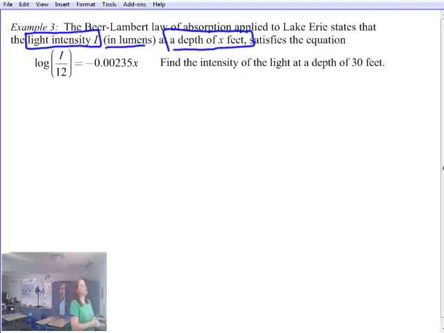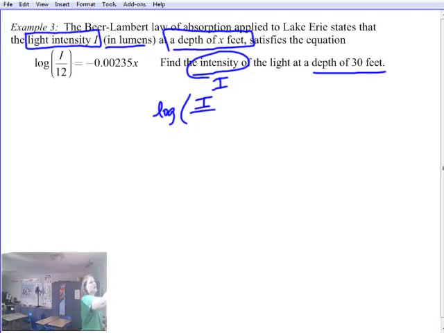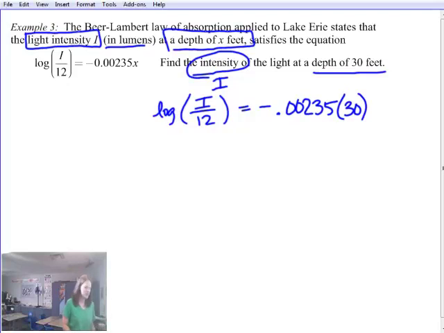Okay, what do we want to do? Well, we want to find the intensity of light, which is the I, at a depth of 300 feet. Okay, if the depth is 300 feet and the depth is being represented by x, all we have to do is do a little plugging in here. So we're going to have the log of I over 12, and it's going to equal negative. Now watch out with these decimals. These are not pretty numbers. Double check them, okay? We're going to have negative 0.00235 times 30, okay? Simply plugging that in.